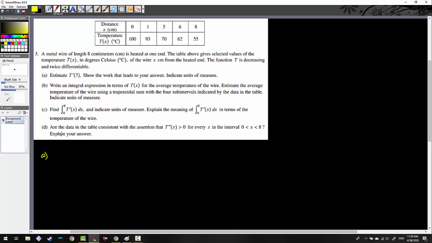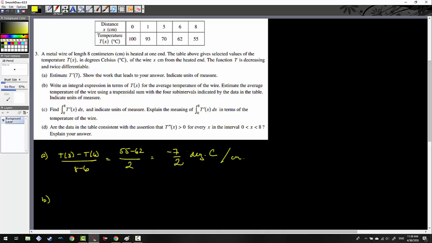Part A says estimate T prime of 7, show the work that leads to the answer. That means we're going to squeeze T prime of 7 in between T of 8 minus T of 6 over 8 minus 6. Well, that's going to be 2, and then 55 minus 62 for the corresponding pieces, and that's going to be negative 7 over 2. And since they want me to indicate the units of measure, that would be in degrees Celsius per centimeter. Pretty simple way to get this problem started.